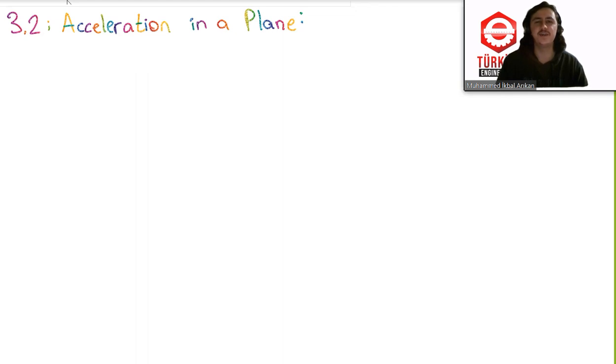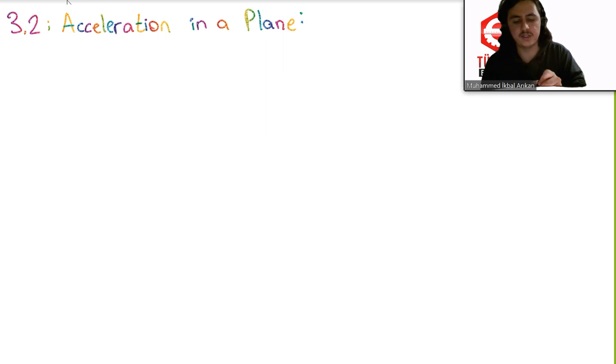In this lecture, we are going to take acceleration in a plane. As I said, this is the challenging one. So let's take the challenging part of chapter 3. As I said, velocity is a vector, right? Velocity is a vector and has both direction and magnitude.